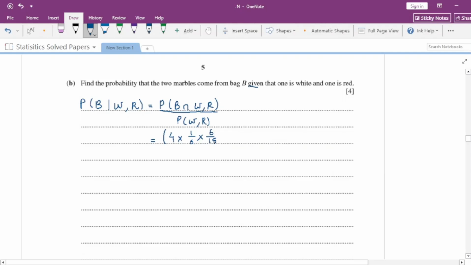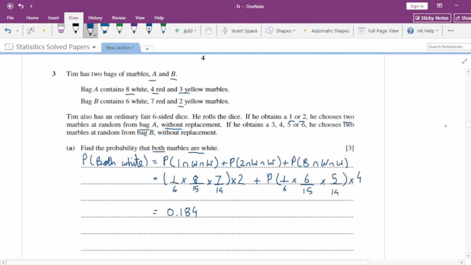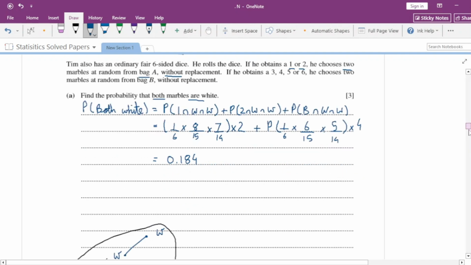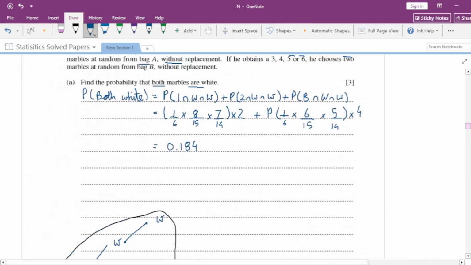Let's deal with the white first of all. 6 over 15, because we're choosing from bag B. So let's go for the white. You can also, of course, pick for the red first, because they're multiplying in the end. So on the first pick, we're going to have 6 white, 6 over 15. And then we want to pick for the red.